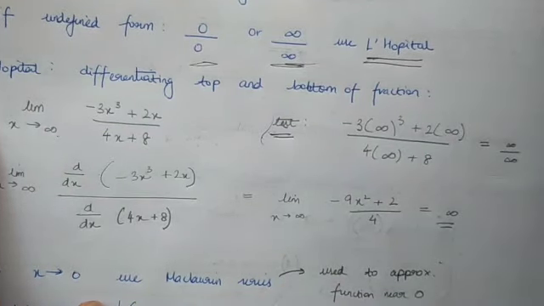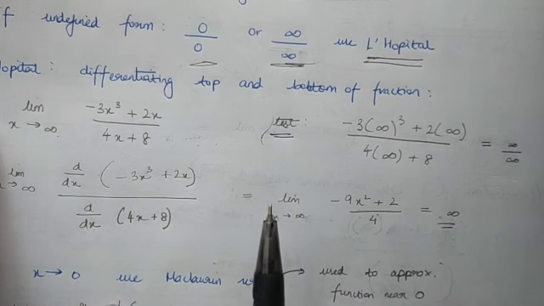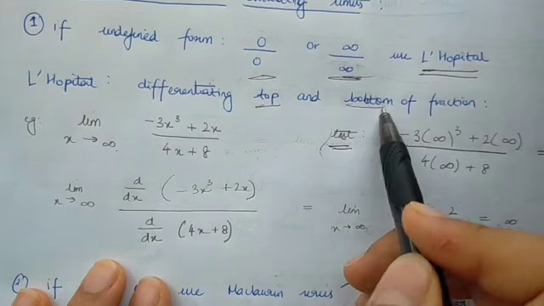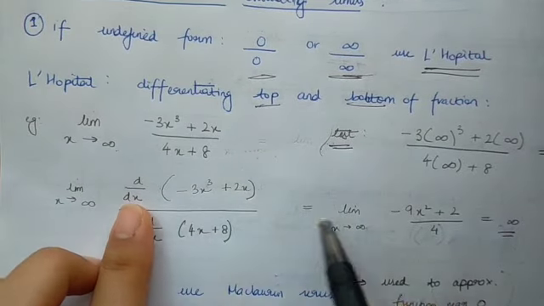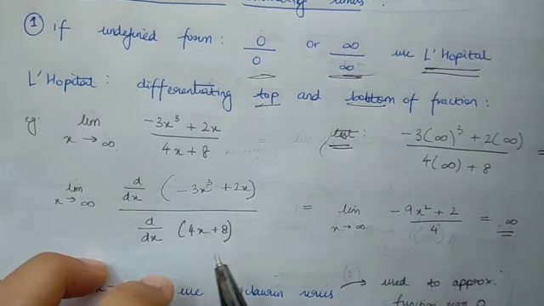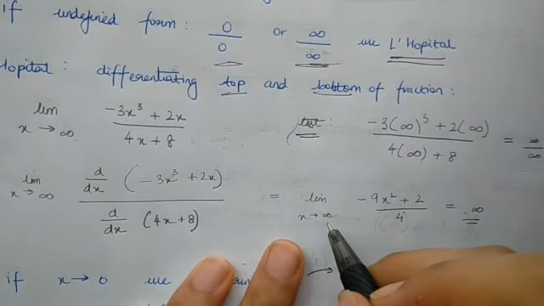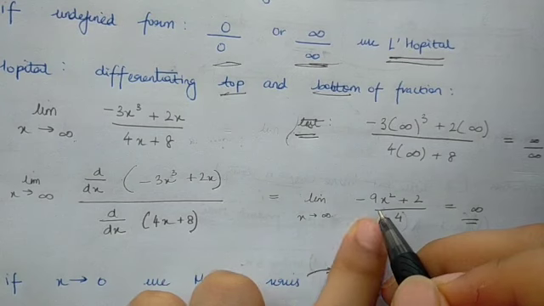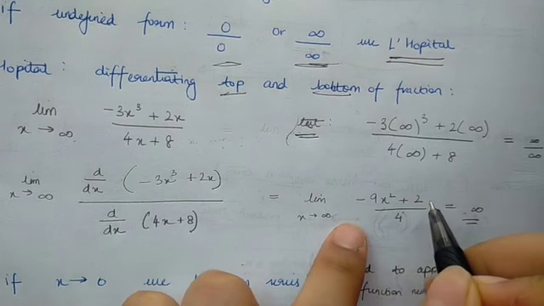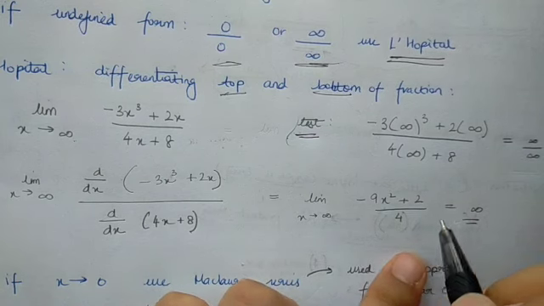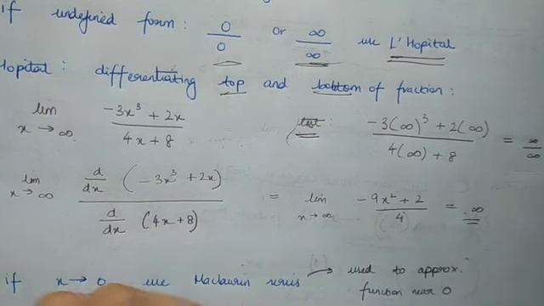So that means we can use the rule. So the rule is differentiating the top and the bottom of the fraction. So differentiating this gives you minus x squared plus 2, and differentiating this gives you 4. Now, if we were to look at x again, as x approaches infinity, this entire numerator approaches infinity. So this entire fraction should approach infinity. So this limit just equals infinity.